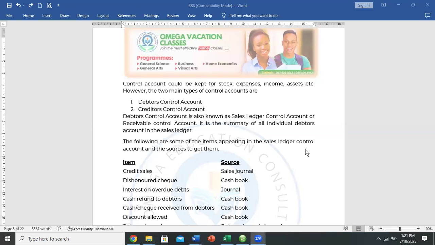So now that we know there are two main types of control account, what's next is for us to go on with how to prepare these control accounts. And as we indicated, the two types of control account, as you see on your screen, are the debtors control account and the creditors control account. So we'll pick the debtors control account first.